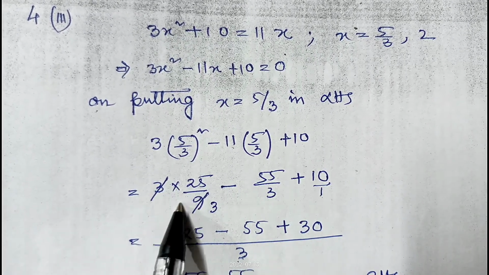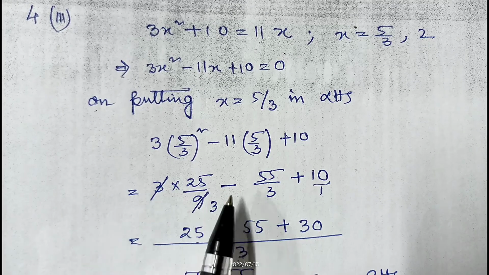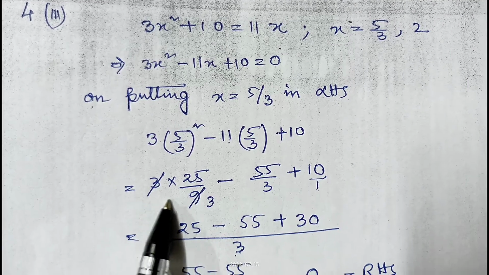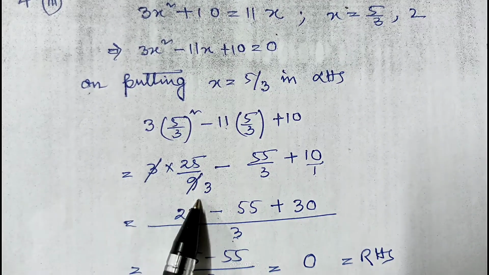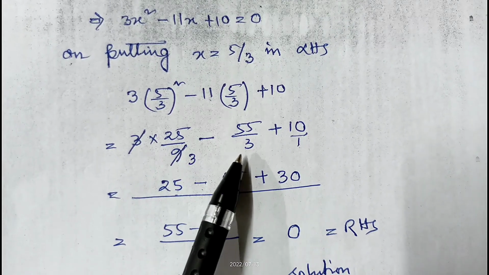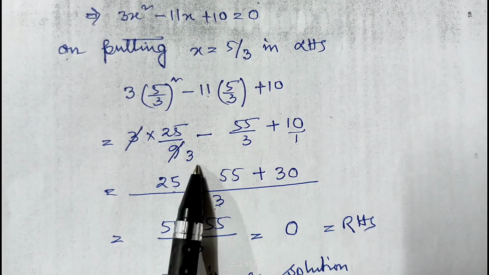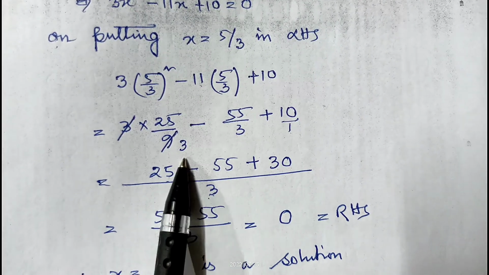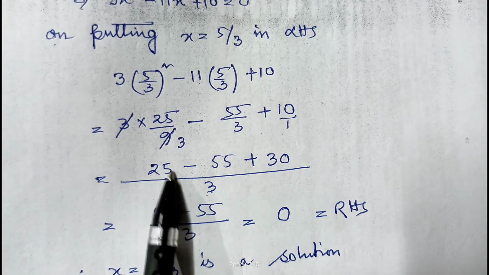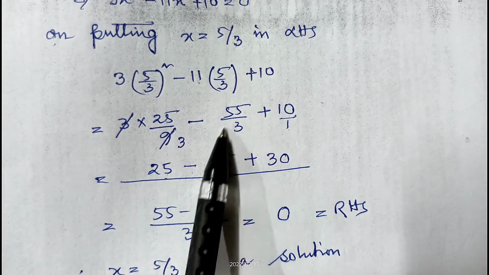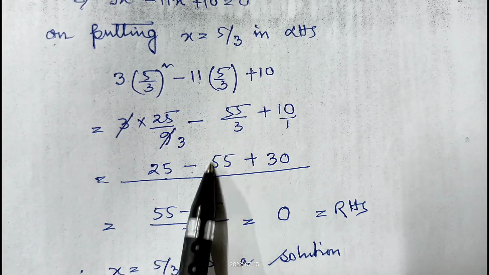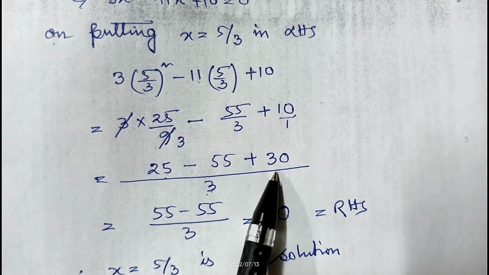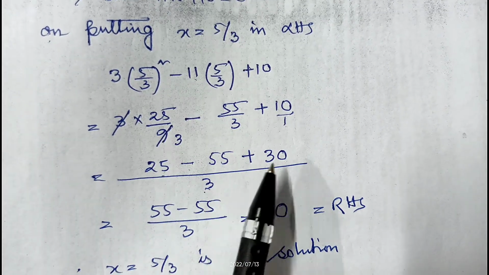So it will be 3 times 5 square is 25, 3 square is 9, minus 11 times 5 is 55 by 3, plus 10. Now this 3 and 9 can be cancelled. 3 times 3 is 9. It will be 25/3 - 55/3 + 10/1. Now the LCM of 3, 3 and 1 will be 3. So 3 divided by 3 is 1, 1 into 25 is 25, minus 3 divided by 3 is 1, 1 into 55 is 55, plus 3 divided by 1 is 3, 3 into 10 is 30. Now these two are positive, this one negative, so these two will be added.